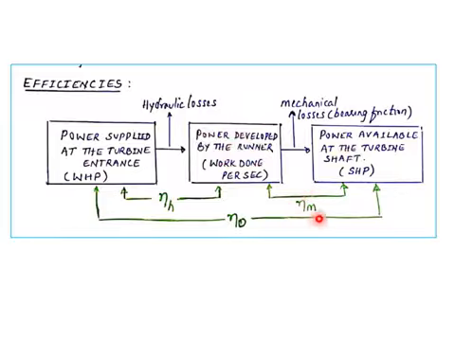Power available at the shaft, that is shaft power, divided by work done per second is known as mechanical efficiency. When you take from first to last, the output is power available at the turbine shaft, and the power supplied is water horsepower at the turbine entrance. That is known as overall efficiency. Output by input. This is how you remember by this block diagram. It is very easy. Hydraulic efficiency is work done per second divided by kinetic energy per second. Mechanical efficiency is power available at the turbine shaft divided by power developed by the runner. Similarly, overall efficiency is power available at the turbine shaft to the kinetic energy per second or water horsepower.